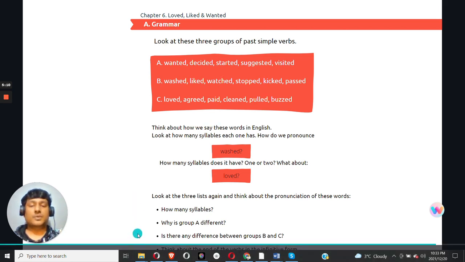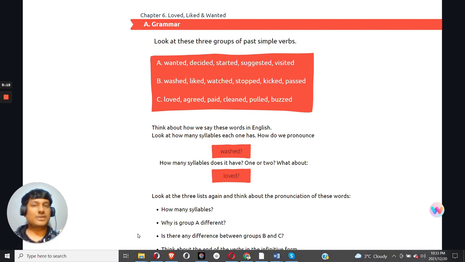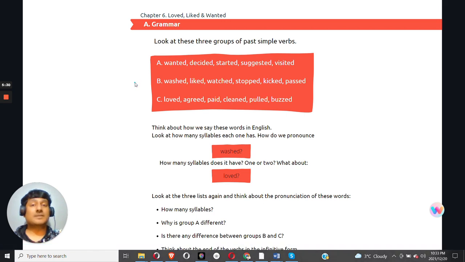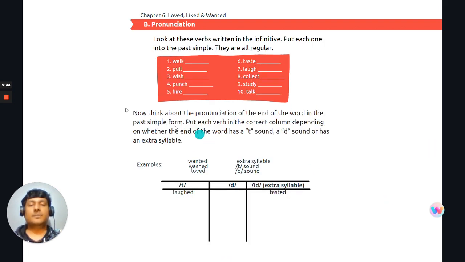Looking on to the third question, is there a difference between groups B and C? Pause the video again and answer it and come back and I will give you the answer. Welcome back to our course, and the difference between B and C is B, every single word here just has one syllable. With C, 5 out of 6 words have one syllable, with the exception of the word agreed, which has 2 syllables.